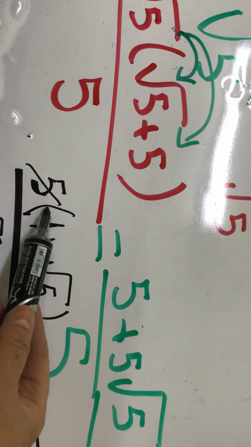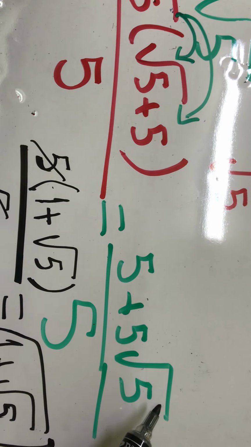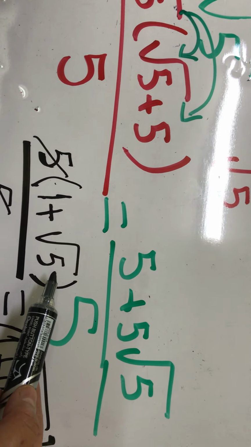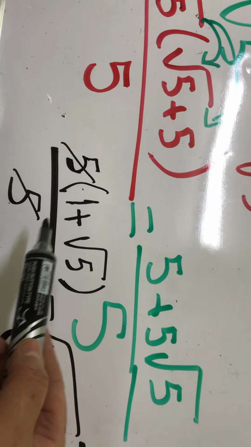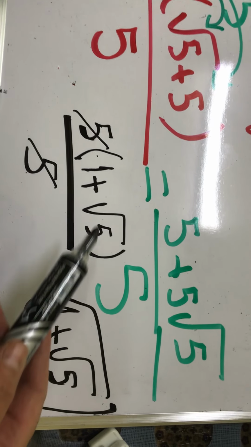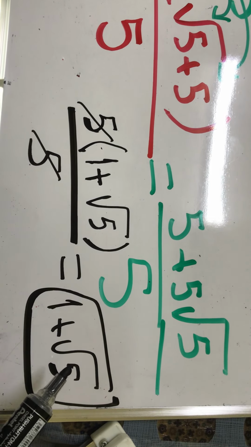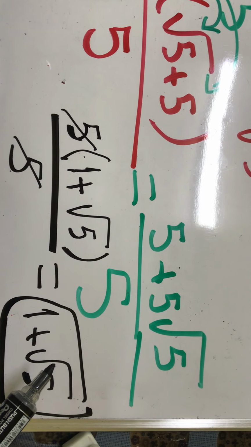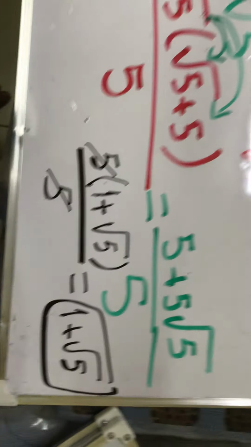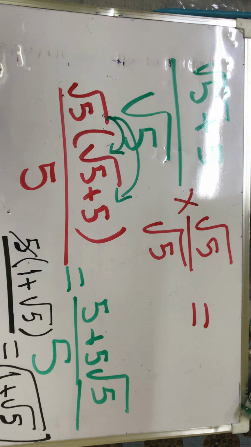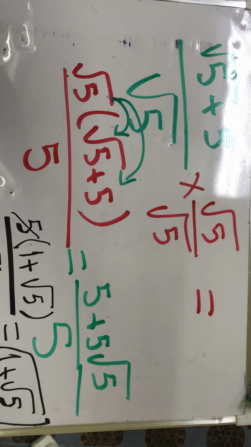5 divided by 5 equal 1. 5 square root of 5 divided by 5 equal square root of 5 over 5. Now it's allowed you to cancel 5 with 5. It's okay. What's left? 1 plus square root of 5. Okay? This is the problem. Okay.